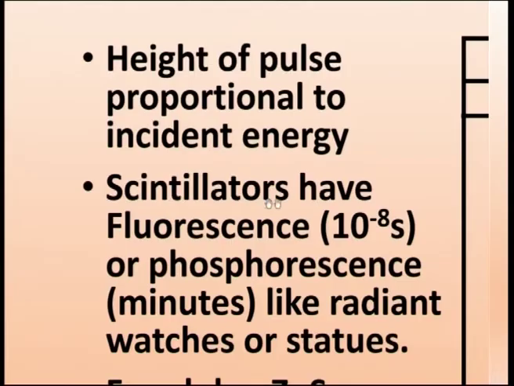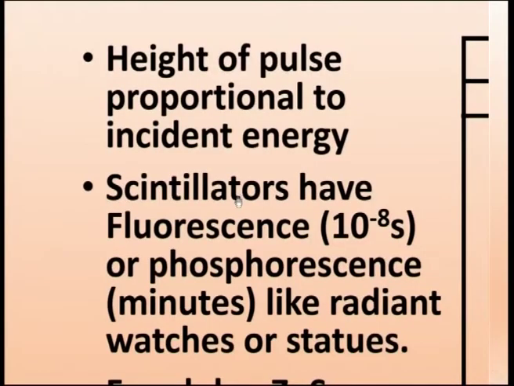Now scintillators have fluorescence or phosphorescence. Scintillator is a general word. When a charged particle falls, it will emit light, a spark of light. That scintillation can be fluorescence or phosphorescence, two things. When you say fluorescence, it will be of very short duration, 10⁻⁸ second. So when the particle strikes, on that spot we get light like a lightning. It appears and vanishes.